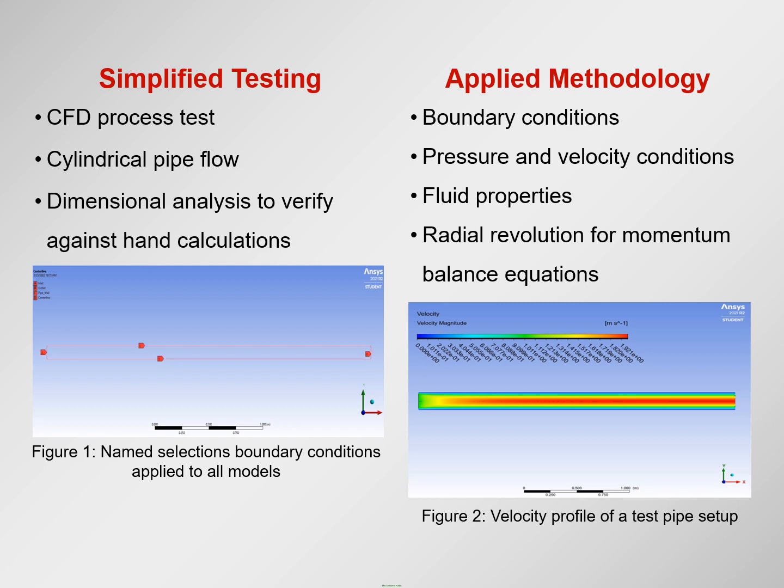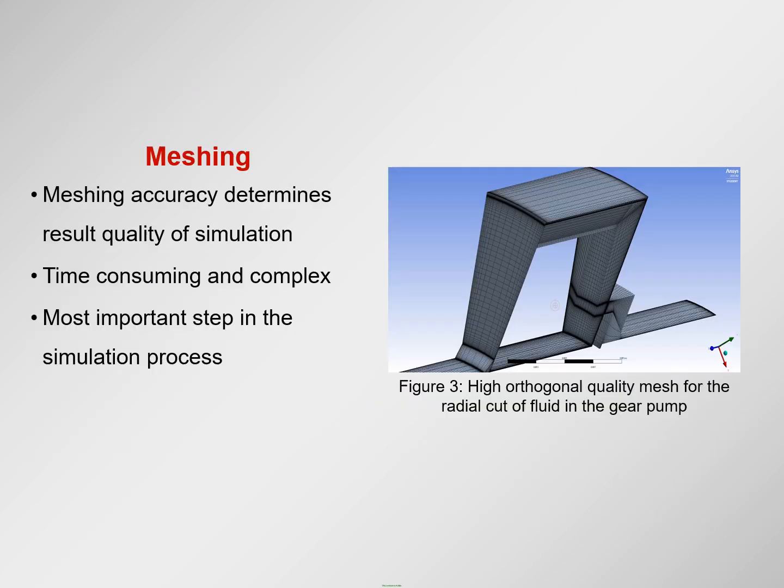For the applied methodology, those were basically just any inputs that you had to put into ANSYS to run the simulation. That includes boundary conditions, pressure and velocity conditions, fluid properties, and the radial revolution from momentum balance equations, which converted xy coordinates to radial coordinates. And you can see in Figure 2 the velocity profile for the test pipe.